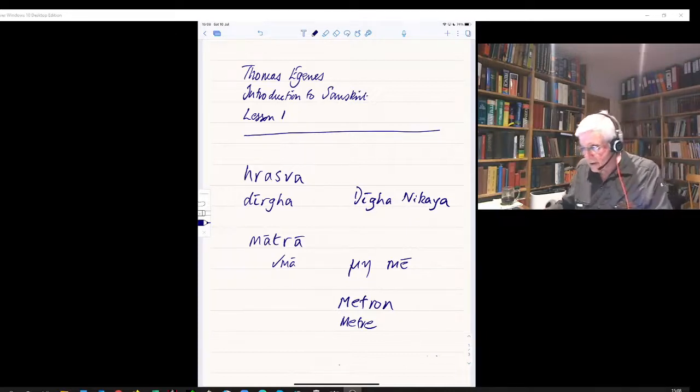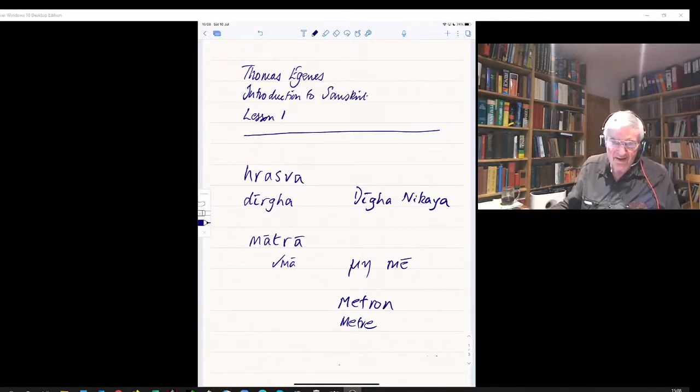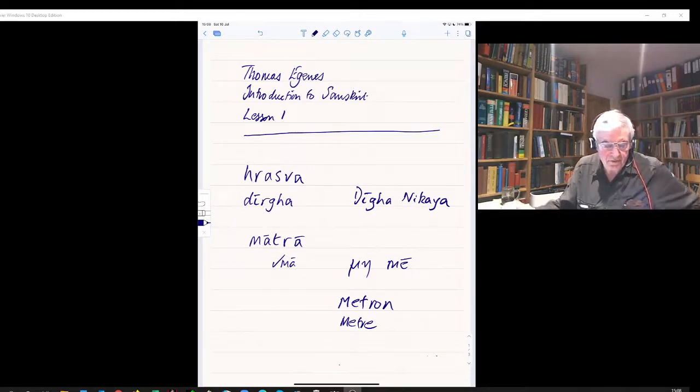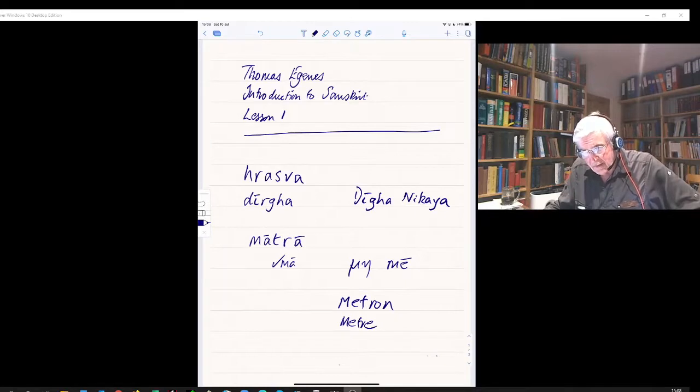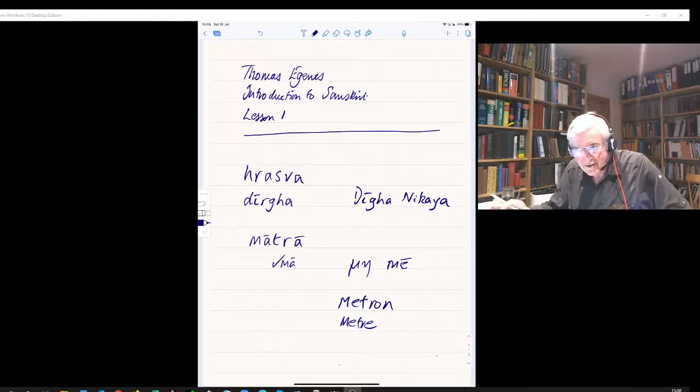If you're studying Vedic in due course, you'll need to know that in detail. For Sanskrit, you just don't need to know it. For practical purposes, it has effectively disappeared from Sanskrit. In fact, in all of my reading of Sanskrit, in Vedic, of course, it's common enough, but in all my reading of Sanskrit, I don't recall ever having come across this notation of a 3 matra syllable.